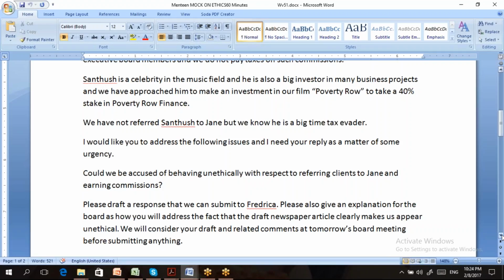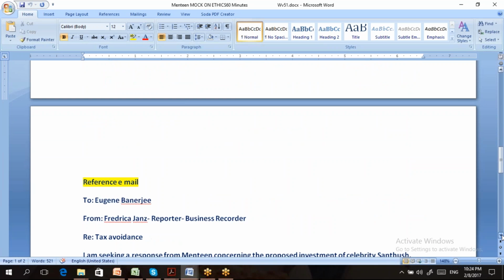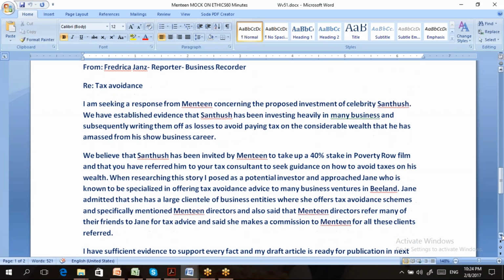Then the other thing is about the conduct of Santosh. We believe Santosh will take 40%. We have to admit, yes, we have advised him to take 40%. That's all right. It's a truthful fact. Then they are talking about established evidence: Santosh has been investing heavily in many things. Now that, you do not know.